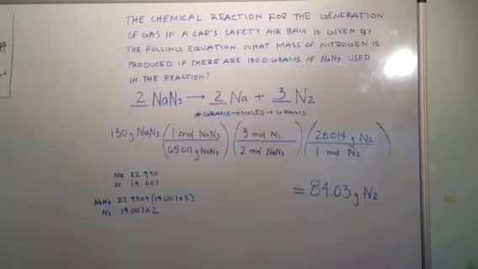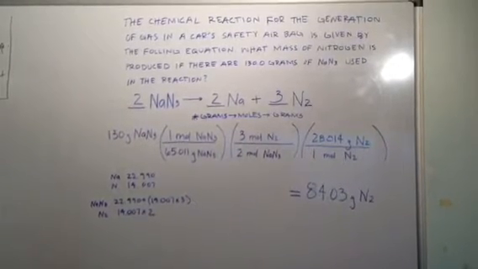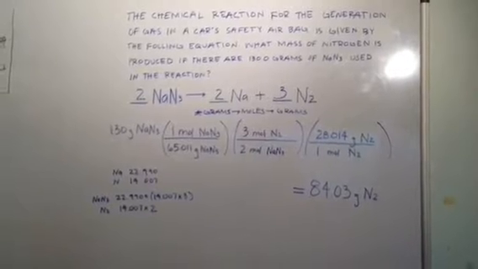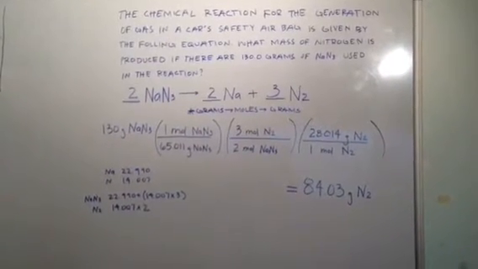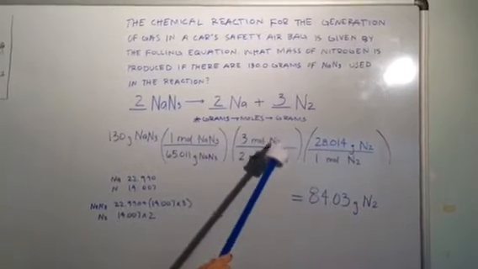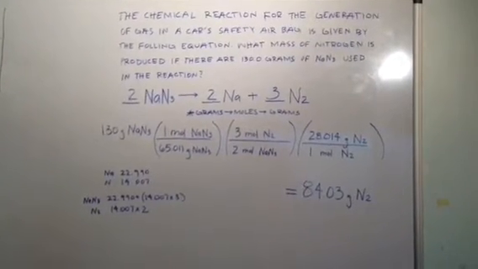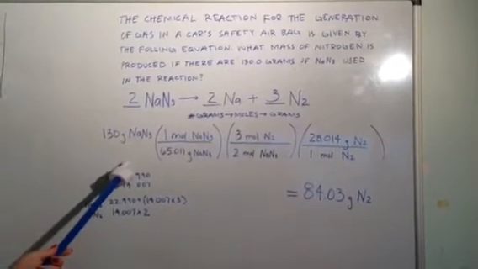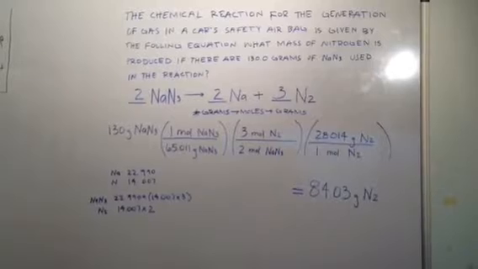So you have to keep in mind that if you're starting with grams and you want to find grams of another product, then you're going to go from grams to moles back to grams. So you're going to start with 130 grams NaN3, and you want to cancel that out.